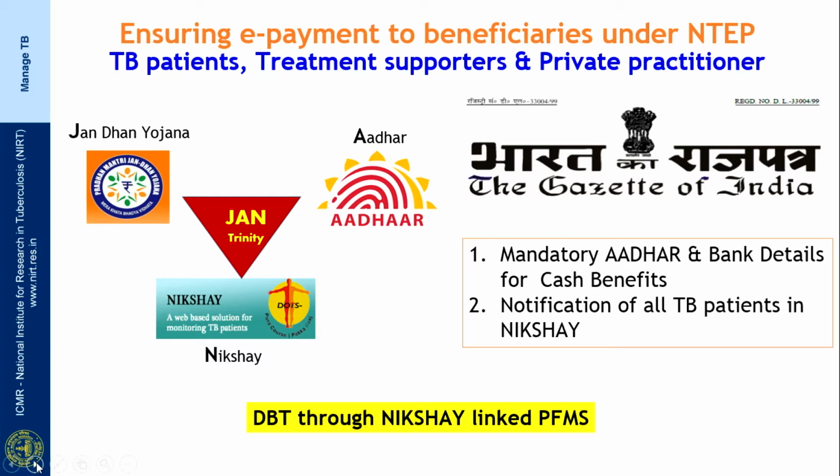So we have the NIKSHAY portal. In the NIKSHAY portal, the entire database of the patient is there. So there is linkage of NIKSHAY with Aadhaar and Jan Dhan Yojana, this important JAM Trinity, in which the benefit from the government is credited directly to the patient's account. So there will be a seamless transfer from the government setup to the patient's account, so that this cash benefit will help the patient improve his nutrition. Nutrition will improve the outcome of the patient.